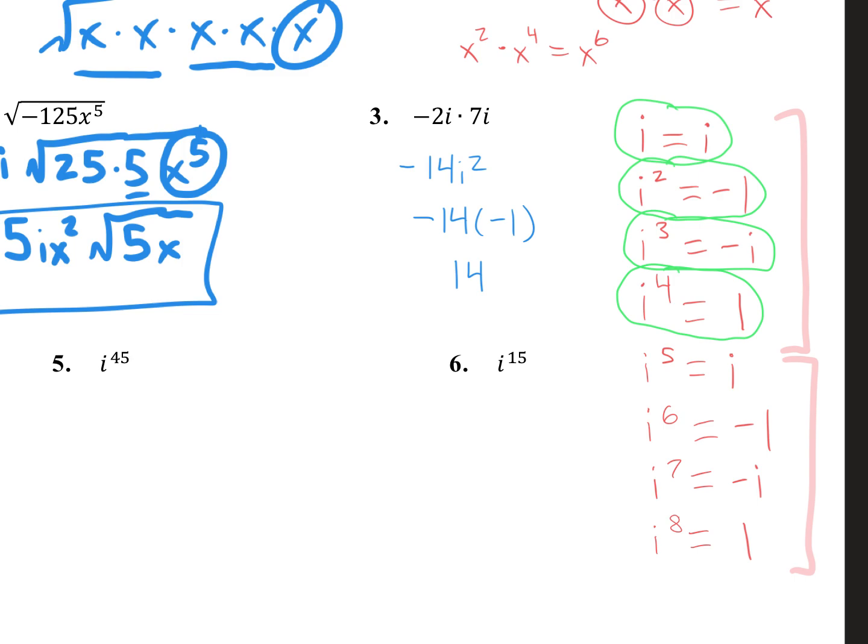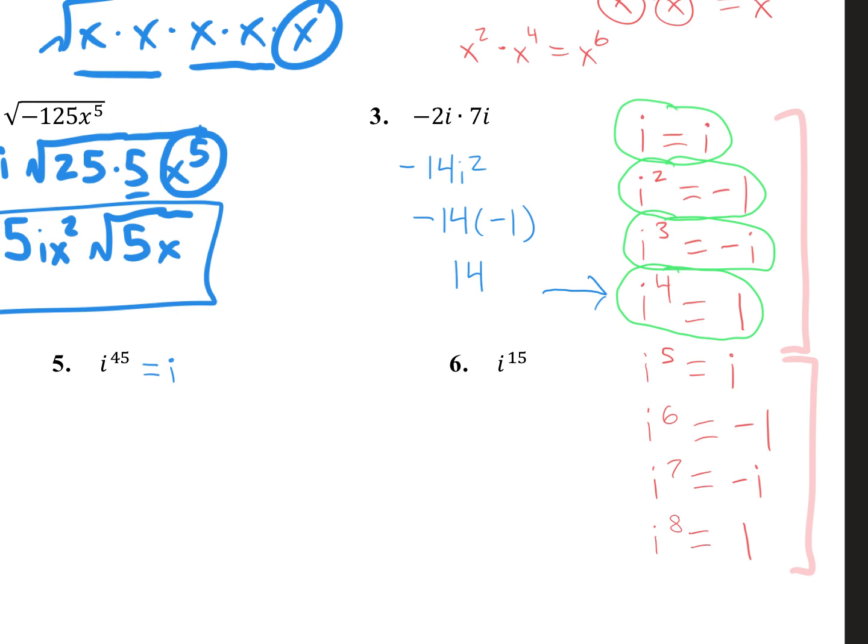All right, I to the 45. 45 is not divisible by 4. Now, what is divisible by 4 close to 45? All right, so 44 is divisible by 4. So we know 44 is here. So then we start over. So then I to the 45th would just be at the top, and that would equal I.